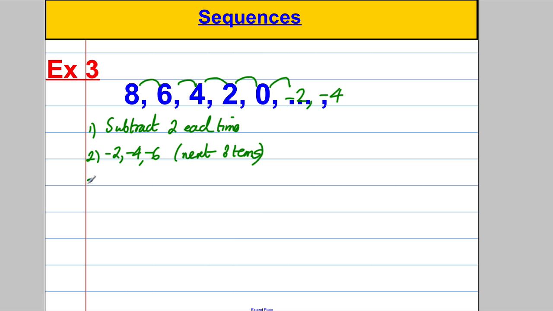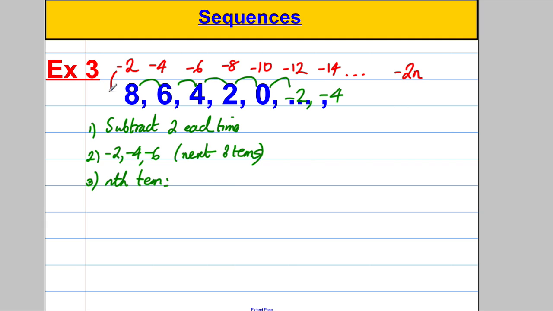You might be asked now for the nth term. Now this is slightly more complicated. You're going down in 2. So I'm going to write the -2 times tables: -2, -4, -6, -8, -10, -12, -14. Now the question, so in general, the nth term is -2n.